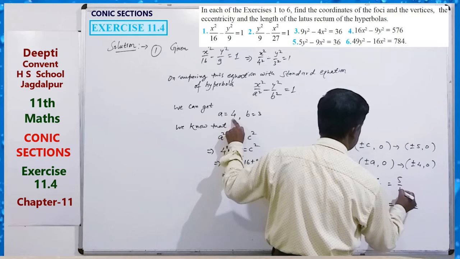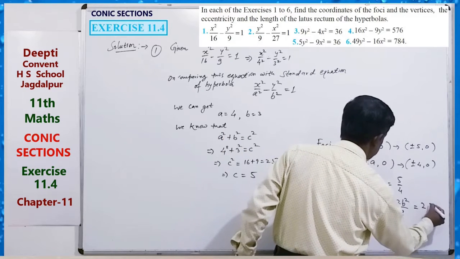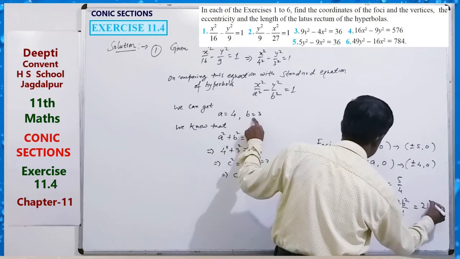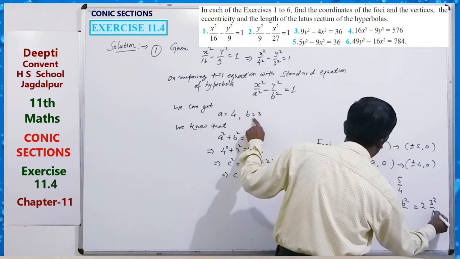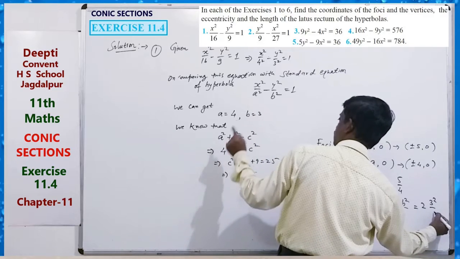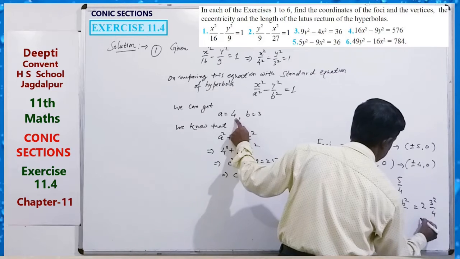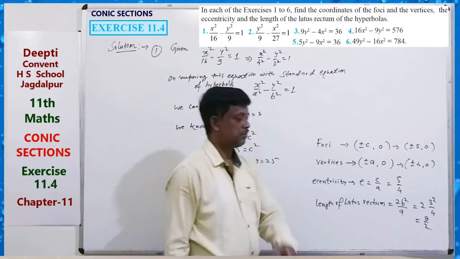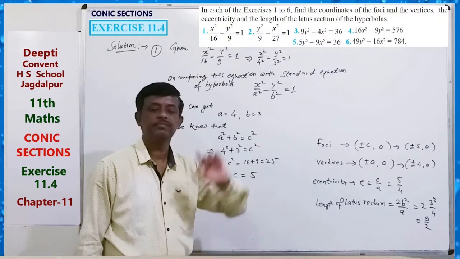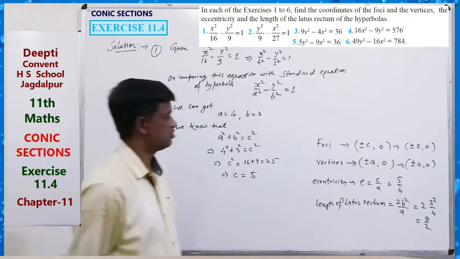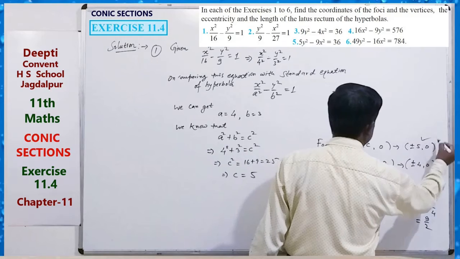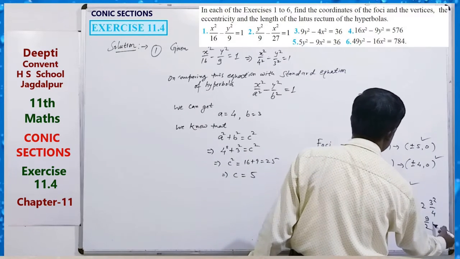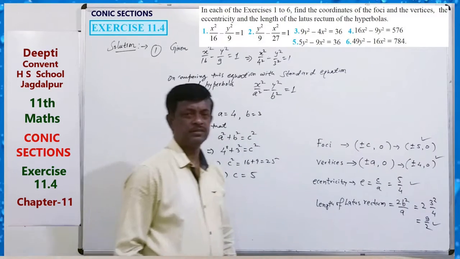And here 2b square by a: b means 3 square, upon a means 4. So this equals 9 by 2. So we have 9 by 2 and 5 by 4, and these are the answers. Similarly, the second question.